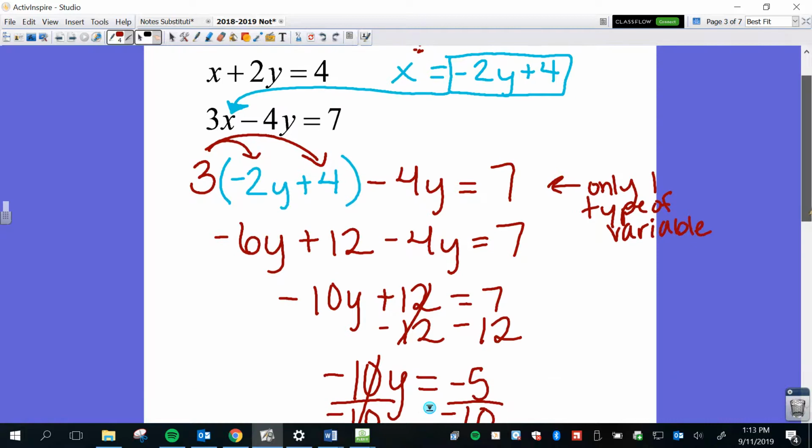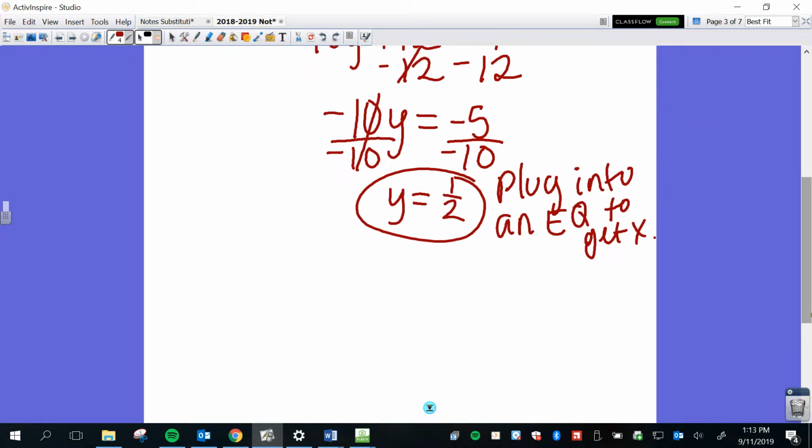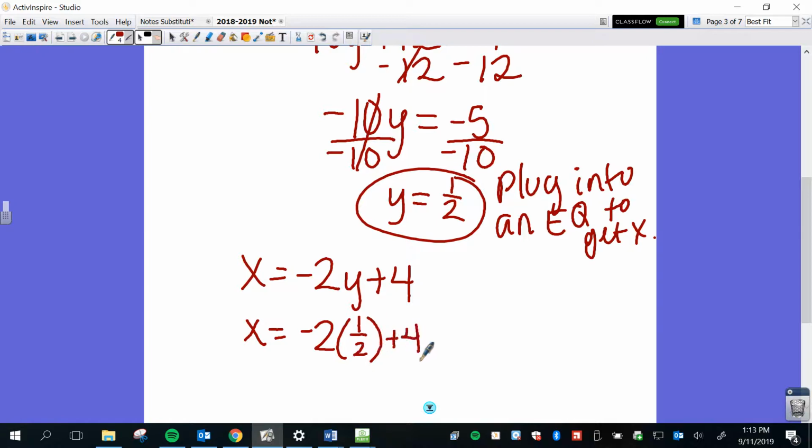So x equals negative 2y plus 4. Now I'm going to plug in 1/2 for the y. So x equals negative 2 times 1/2 plus 4. All right, negative 2 times 1/2. You can use your calculator, or just think, what's 2 halves? 1, right? So it'd be negative 1 plus 4. What's negative 1 plus 4? Anybody? 3. Okay. This is 3.